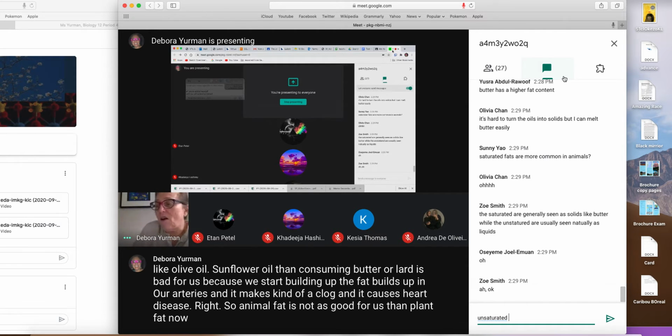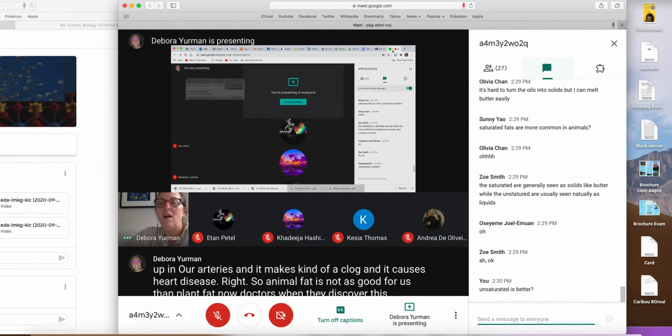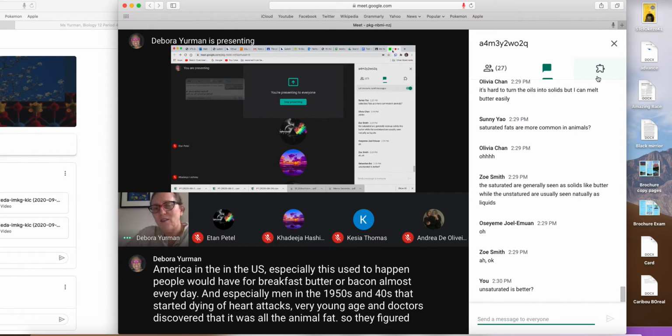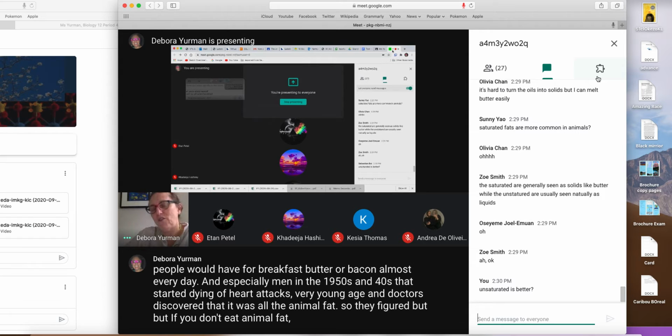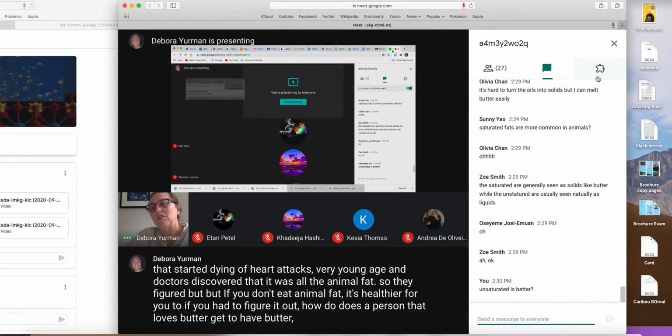Now, doctors, when they discovered this, especially because in North America, in the US especially, this used to happen. People would have butter or bacon for breakfast almost every day. And especially men in the 1940s and 50s started dying of heart attacks very young. And doctors discovered that it was all the animal fat. So they figured, if you don't eat animal fat, it's healthier for you. So if you had to figure out how a person that loves butter gets to have butter, but not from an animal source, what would you do? What would you invent?